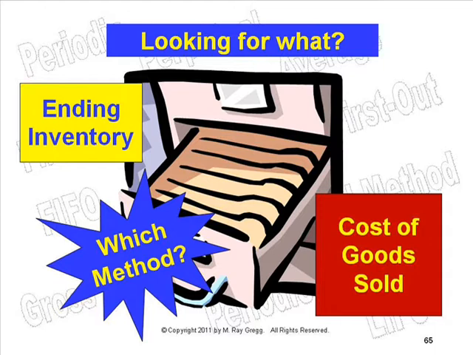And that depends on two things. It depends on what you're looking for. In this case, cost of goods sold. And which method you're using. In this case, LIFO. So the question becomes, under the LIFO assumption, what is the cost of goods sold? Under the LIFO assumption, what is cost of goods sold? Where do we start?